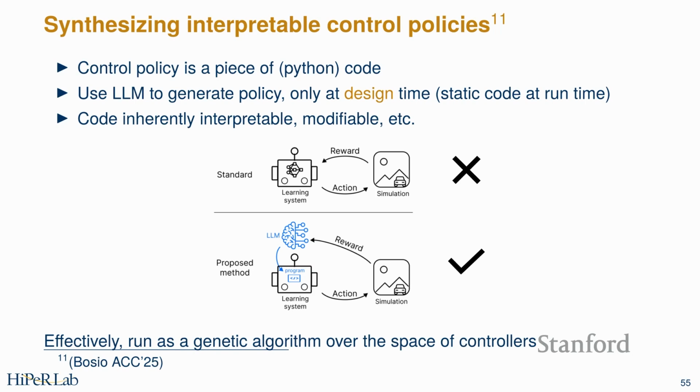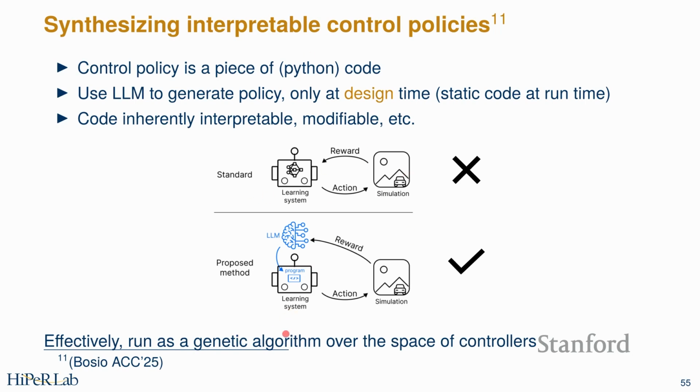What we did is we want to do this at design time. So the large language model is not in the control loop. It is in the design loop. And then you generate some Python code, and this Python code is then used at deployment time. So the code is static. There's no LLM in the control loop. And the hope is that if you do this, you end up with Python code that you can read and modify, right? Of course, the process is some complicated black box, but the end result is something that I can then modify.